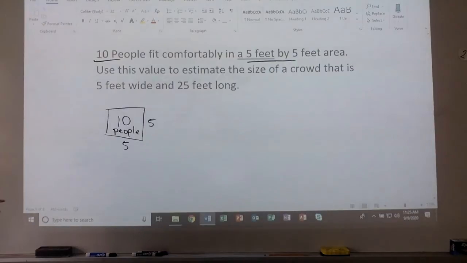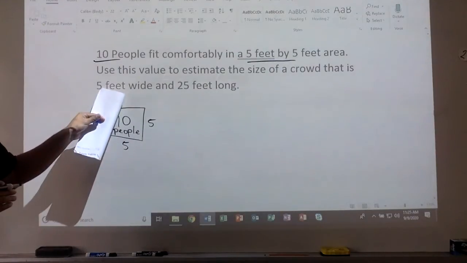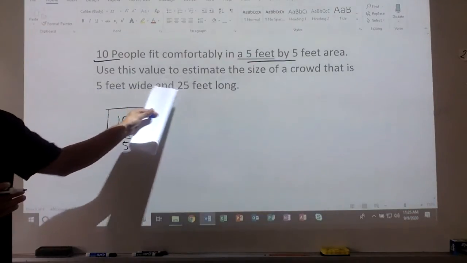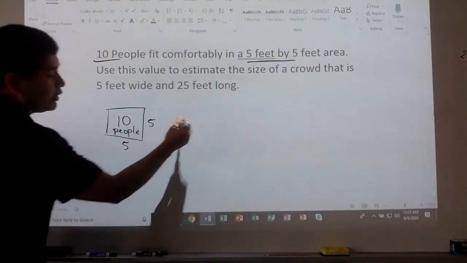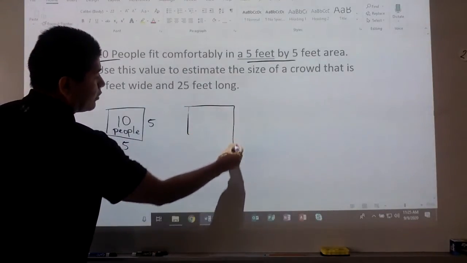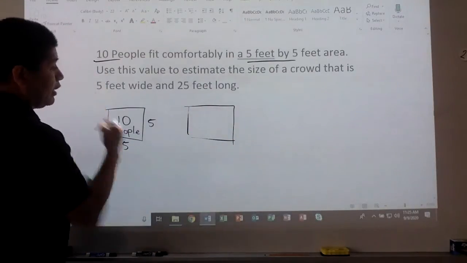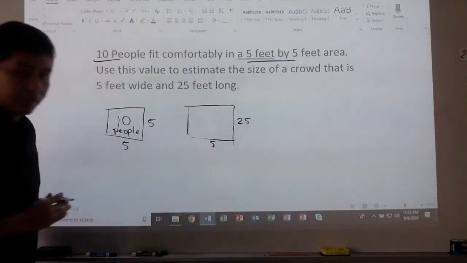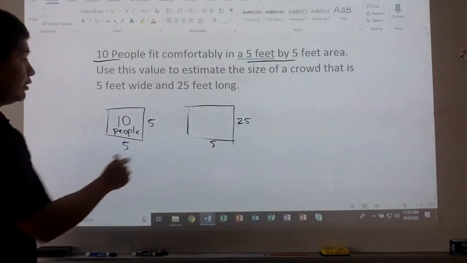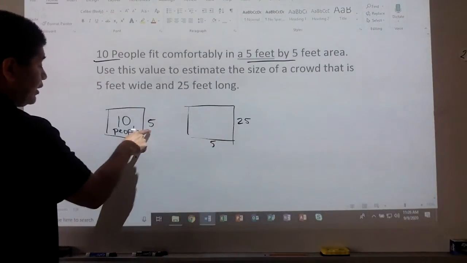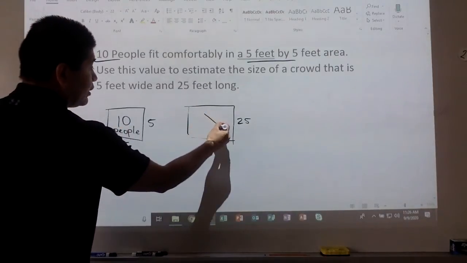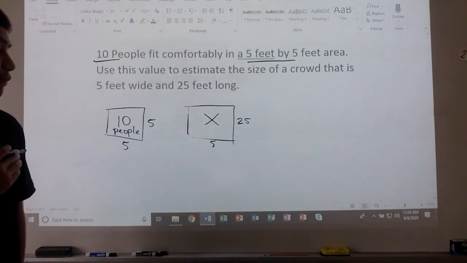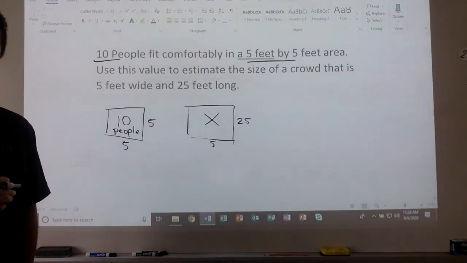They're asking me to find the size of a crowd in a different dimension. I know this was a square, but this one, the length and the width is different. So I know that one is going to be a rectangle. I know one is 5, the other one is 25. However, I know the dimensions. Same thing right here. I do not know the size of the crowd. And that is my goal. I'm trying to figure out how many people can fit on the other shape.